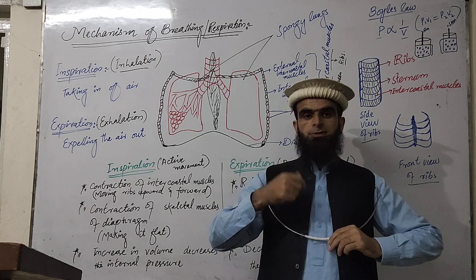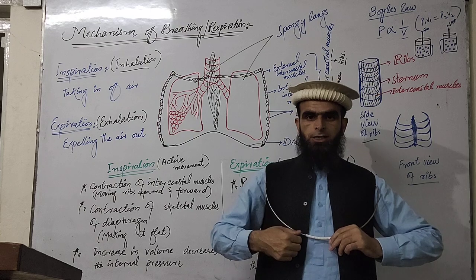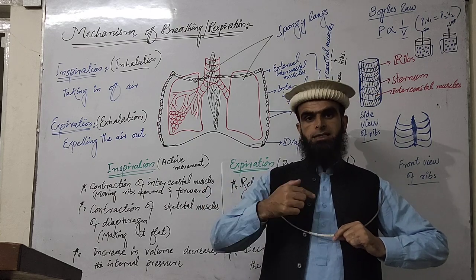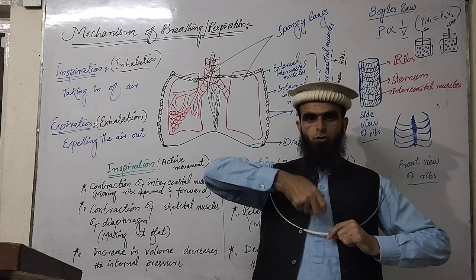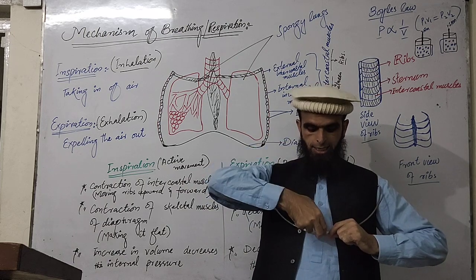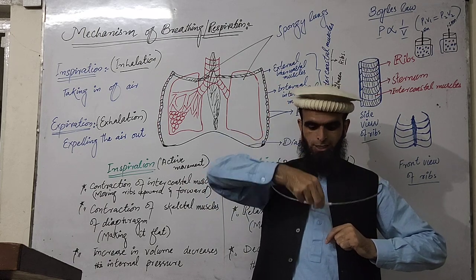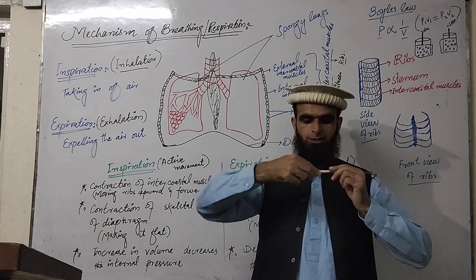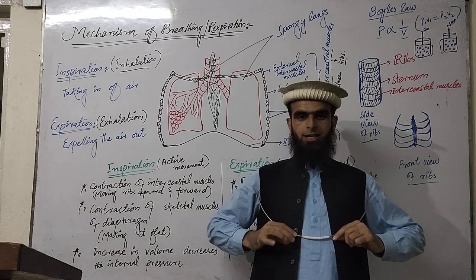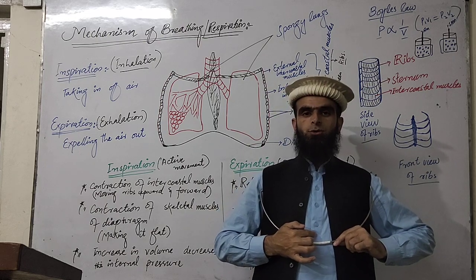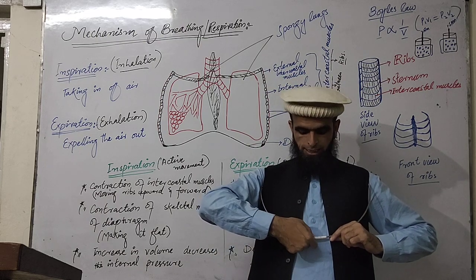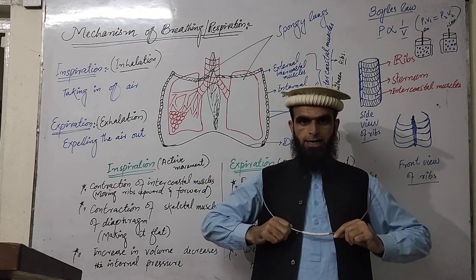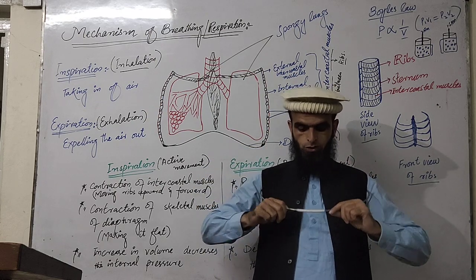During inspiration, when inspiration starts, what happens? The intercostal muscle between this rib and the other one contracts. When the intercostal muscle contracts, it pulls the ribs upward. When the rib comes upward, it goes forward. Look at this, this is the rib just close to my body wall. What happens when it is pulled up? It goes upward and at the same time it goes forward.